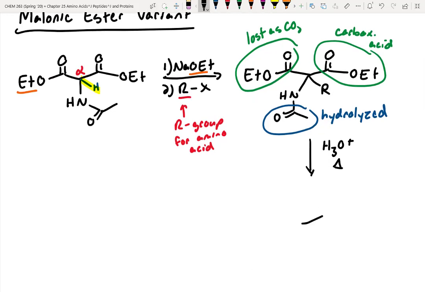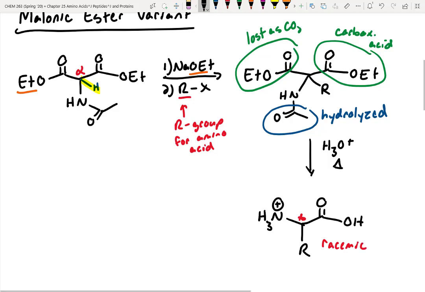And let's take a look at the final product that we would get out. In the end, we're still going to be left with our carboxylic acid. We're still going to have this R group. And then the nitrogen here is going to be completely protonated to the ammonium state. And just like before, we're going to run into this problem where it's racemic, meaning we're going to get both R and S stereochemistry, but just like before, we can adjust the pH and purify it.